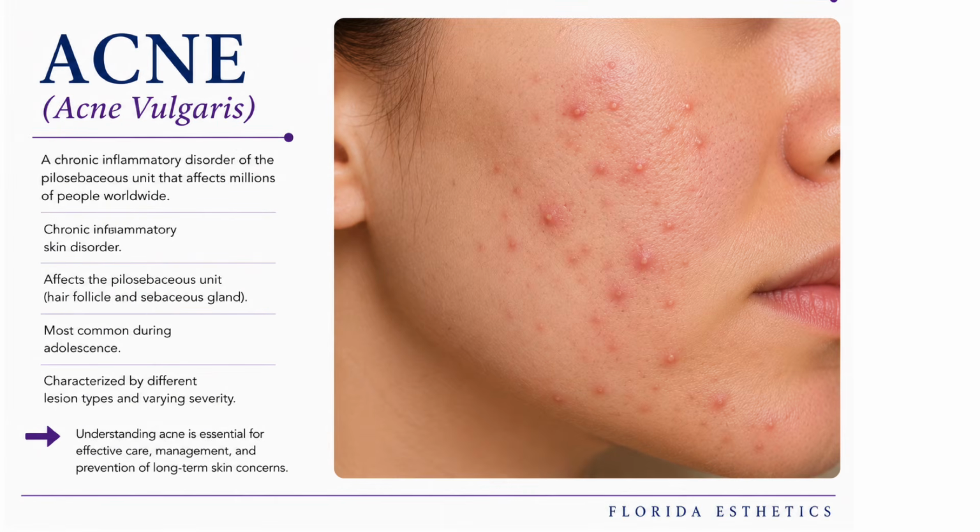Now let's begin with one of the most common skin conditions, acne vulgaris. Acne is a chronic inflammatory skin disorder that affects the pilosebaceous unit, which includes the hair follicle and sebaceous gland. It commonly appears during adolescence, but it can affect people of all ages. The severity of acne can range from mild to severe, depending on the type and number of lesions present.